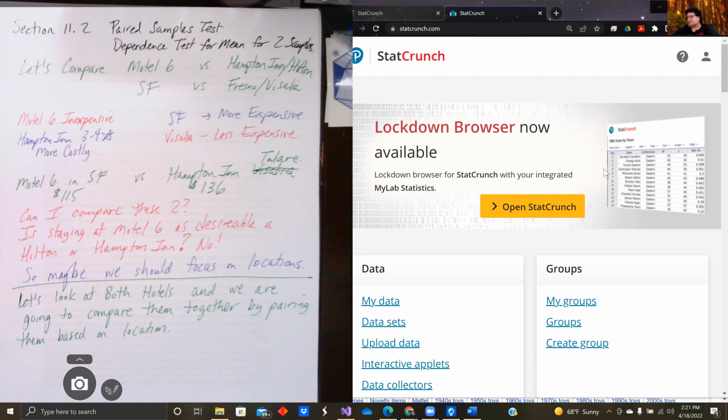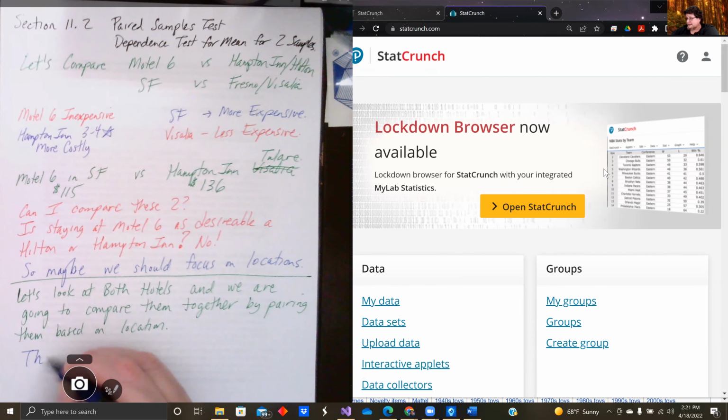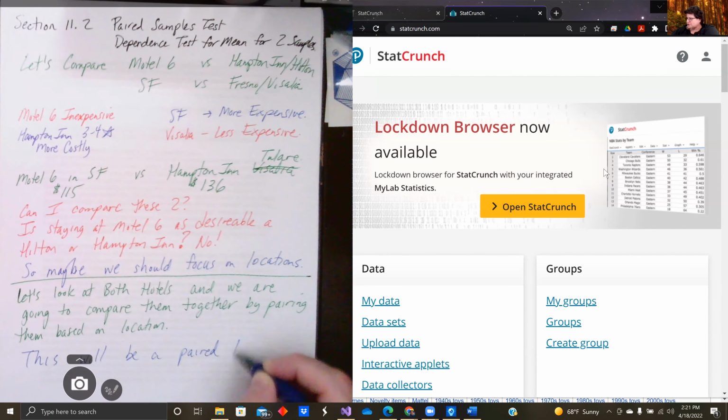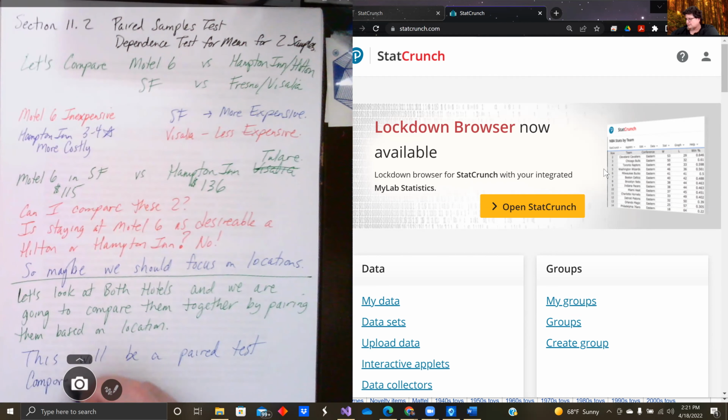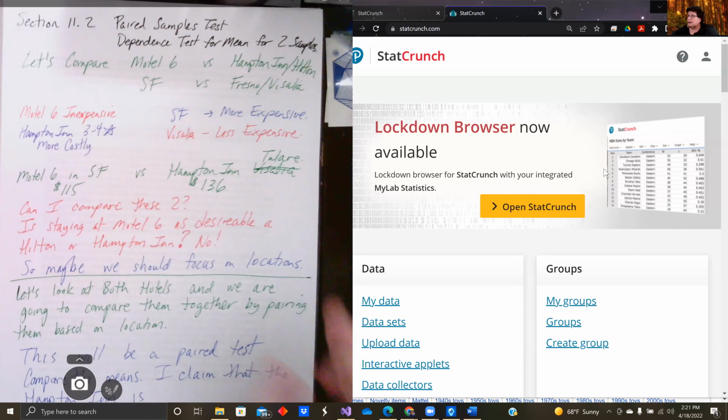Let's explore what we need for this two-sample paired test. This will be a paired test, and let's just compare the means. I claim that the Hampton Inn is higher. I am off screen, and let's see, can I fix that?